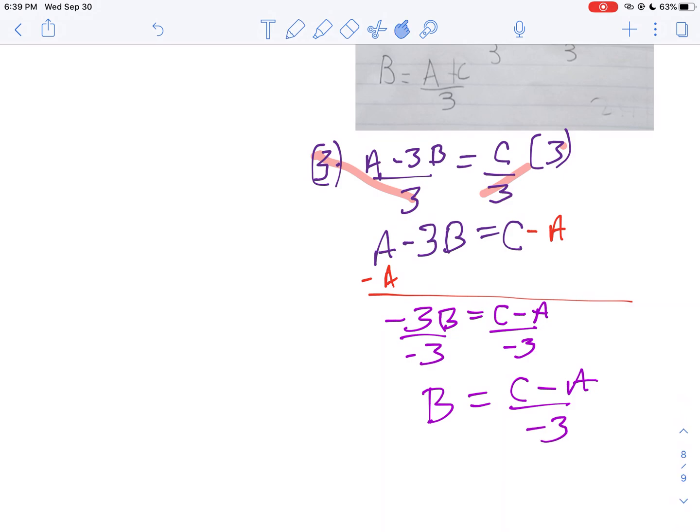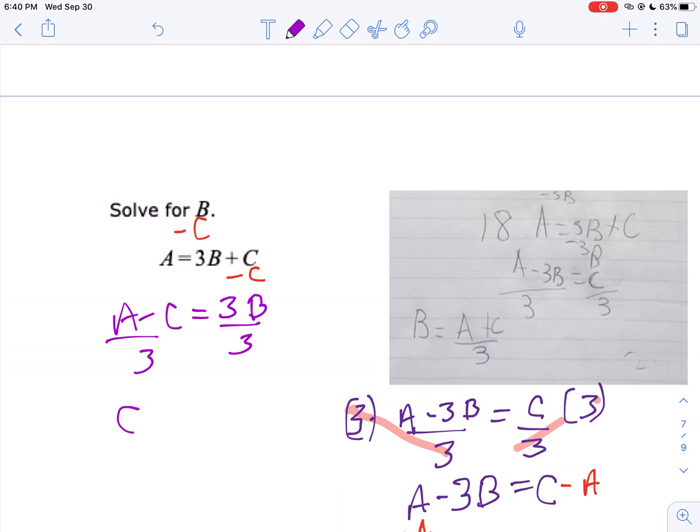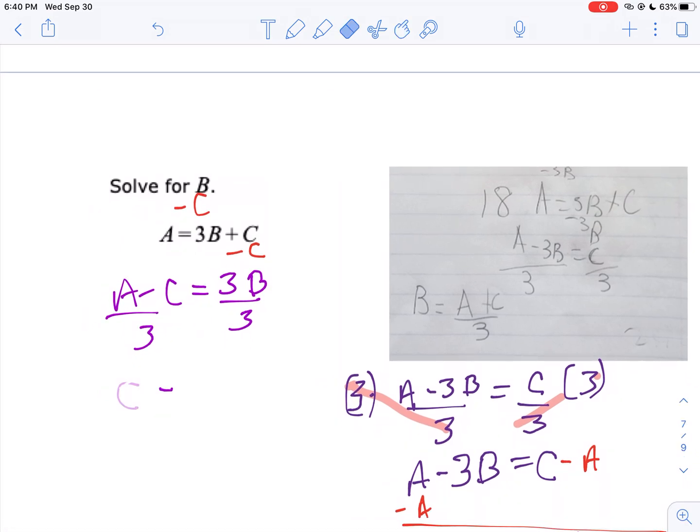Now let's take a look at this question from the beginning. Unless b is by itself, don't move it. Let's do this problem. So I'm going to minus c from both sides. So then we get A minus C equals 3B. Then to get B by itself, you divide by 3. You get C, or not C. So I'm going to erase. I get A minus C over 3 equals B.